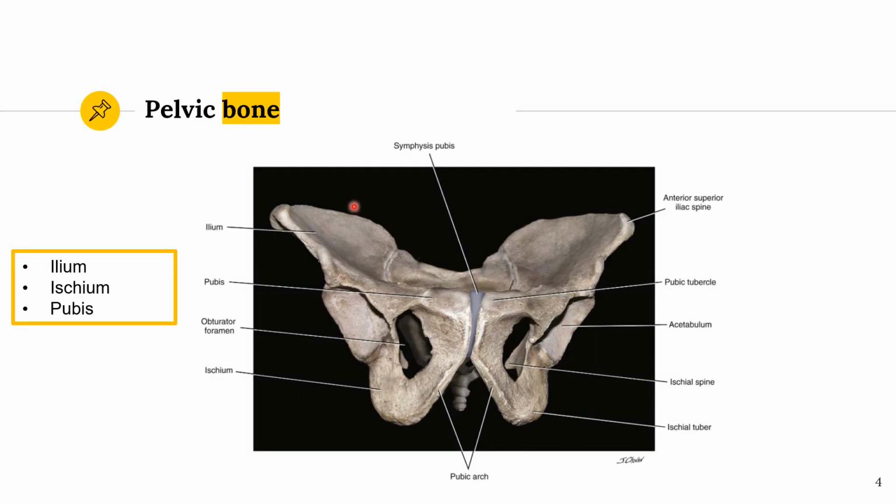We all know that the bony pelvis is formed by three bones, which are ilium, ischium, and pubis. Some bony landmarks are crucial for all of us to be able to identify. For example, anterior superior iliac spine. We always use this for locating our secondary ports when performing laparoscopic surgery.